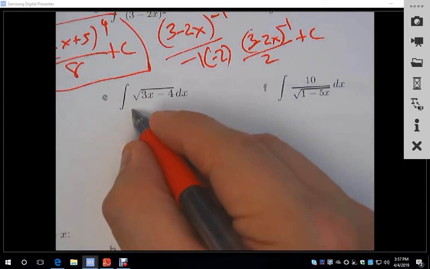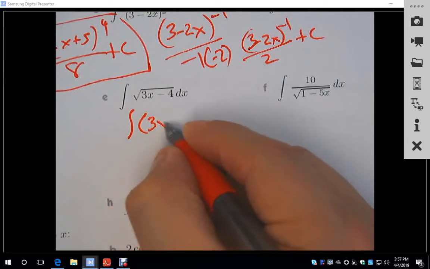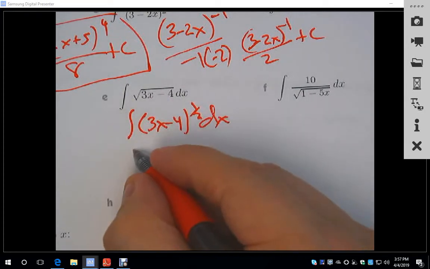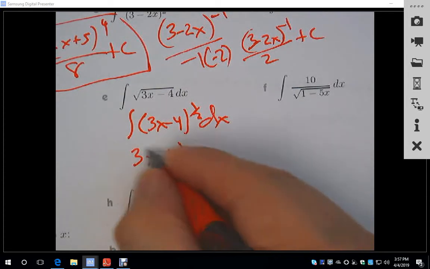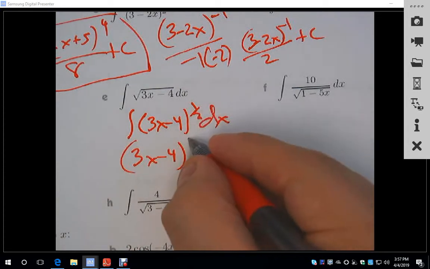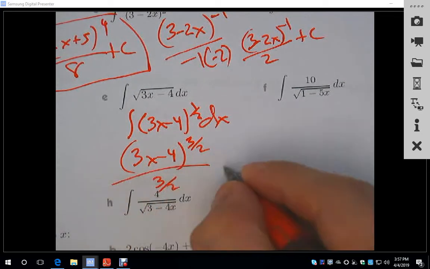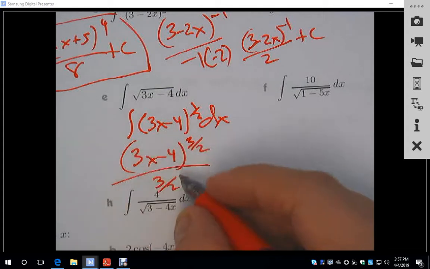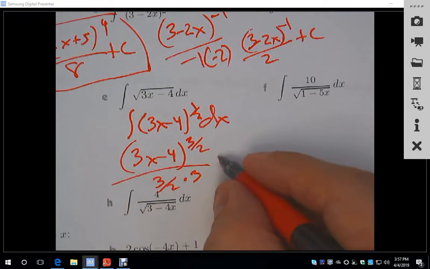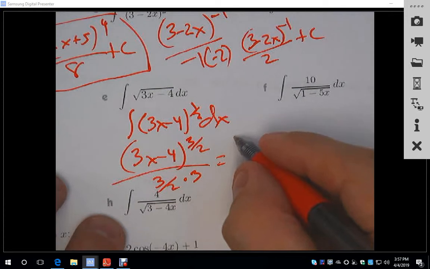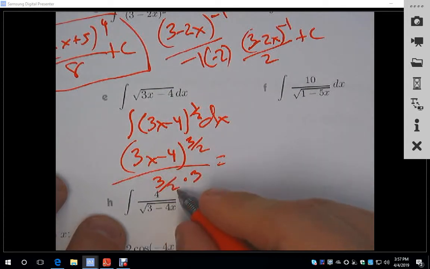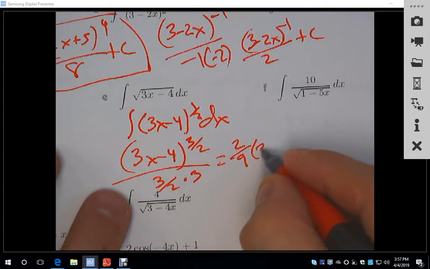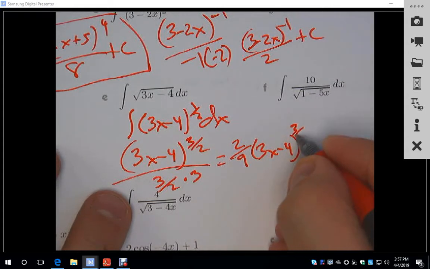I'm going to rewrite this, the integral of 3x minus 4 to the power of 1/2 dx. I'm going to take the integral of the outside function, that's 3x minus 4 to the power of, I'm going to add 1, that gives us 3/2, divide by 3/2, and then we need to divide by the derivative of the inside function, which is 3, so we divide by 3. So that's going to give me 9/2, we take the reciprocal, so that would be 2/9 times 3x minus 4 to the power of 3/2, and then plus c.